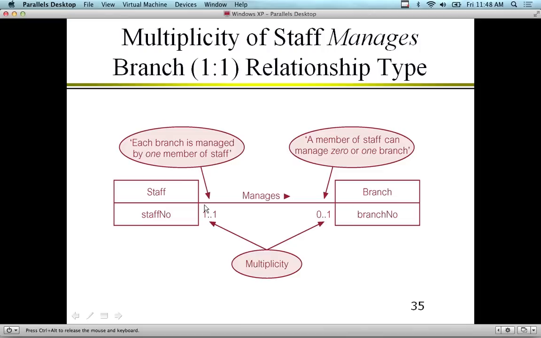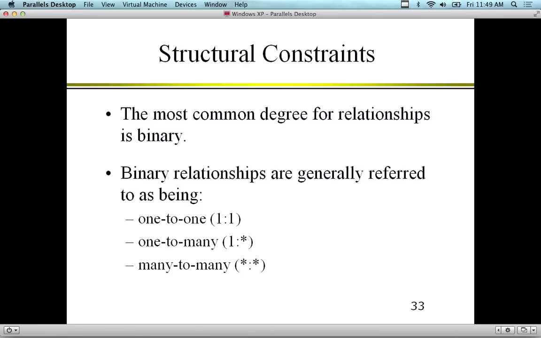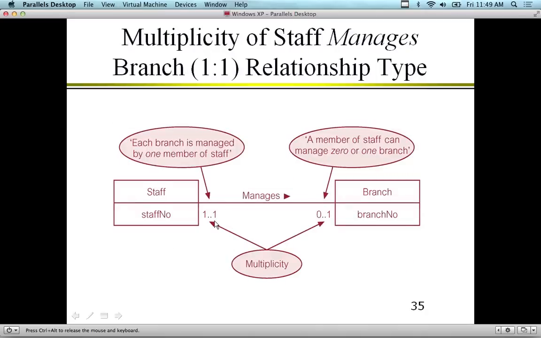So if I were to read this in English, this is where the multiplicity is being diagrammed with these numbers down here. And each branch is managed by one member of the staff, which is where we get the 1 to 1. So sometimes you'll see this with a colon in between, up and down, like in the previous slide. You'll see it written like this. That's acceptable.